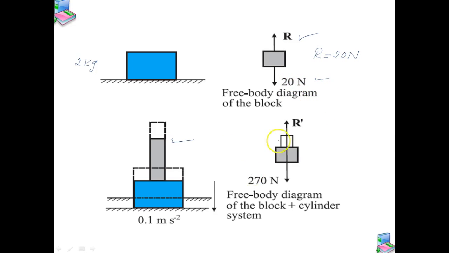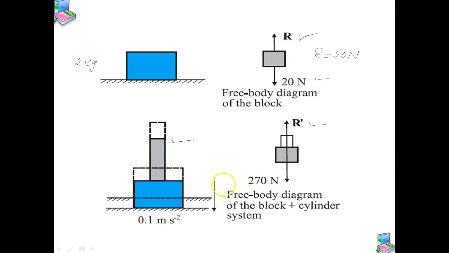And if you consider the second case, when an iron cylinder is placed on the block, this system, that is block plus cylinder, accelerates downwards with 0.1 meter per second square, isn't it? So the free body diagram shows two forces on the system. The force of gravity due to the earth is 270 Newton and the normal force, that is R dash, by the floor. And the free body diagram of the system does not show internal forces between the block and cylinder.